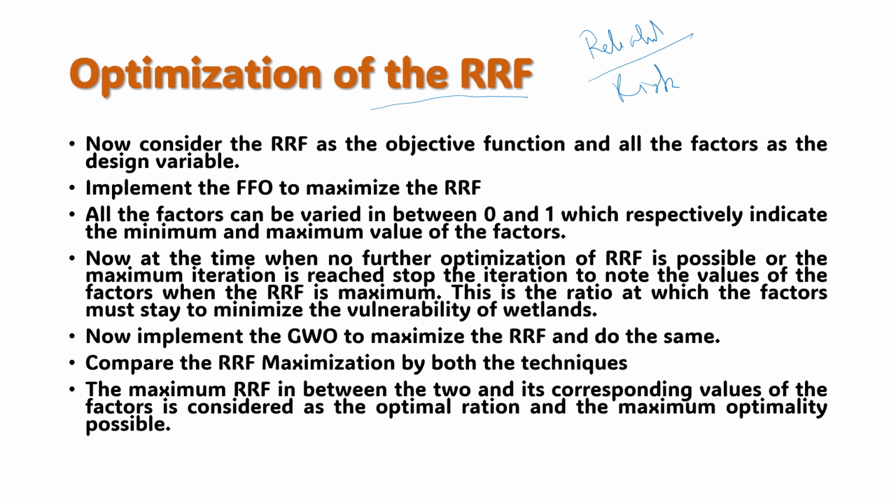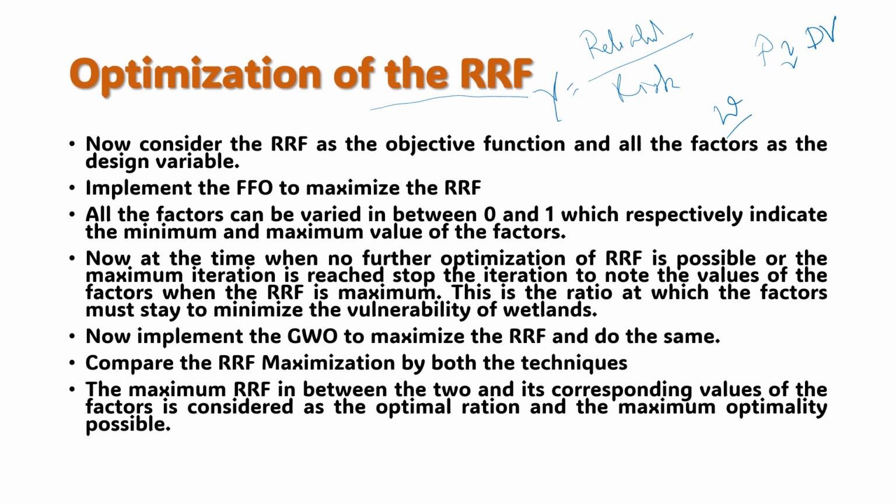Now you can use either FFO, that means the firefly optimization technique, or GWO, the glowworm optimization technique. And here all the selected parameters or factors are considered as the design variables. Their corresponding weightage is already determined from the AHP method. So the weightage is constant, but the parameter is a design variable and it will vary within its constraints. And once the iteration is finished, a new gamma function will be created. So you can use either FFO or GWO to optimize this RRF. By optimization, we mean you have to vary the design variables of the equation.